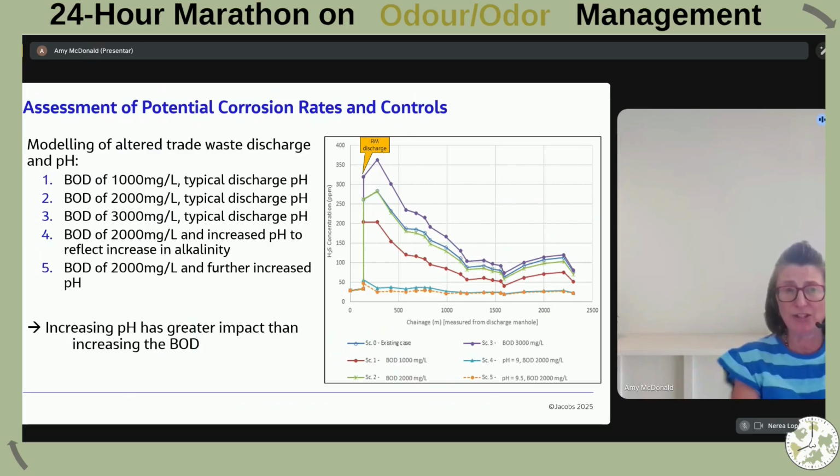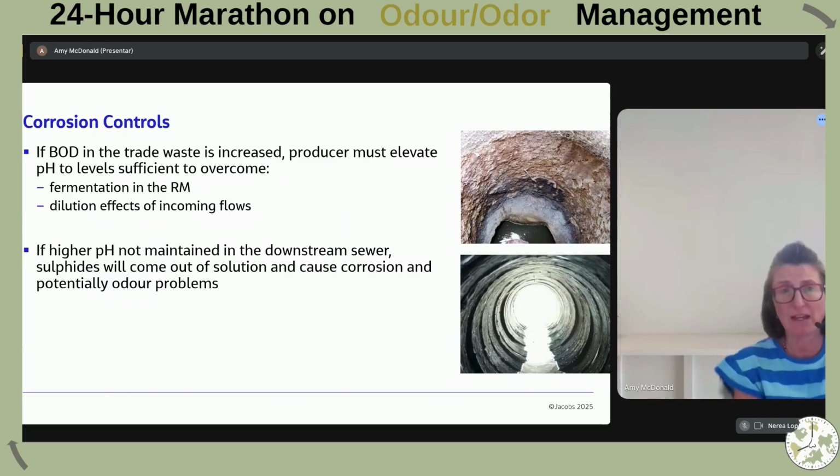So we concluded that increasing the pH had a greater impact on the corrosion and H2S levels downstream than increasing the BOD, which was good news. Our conclusions were, if the BOD in the trade waste was increased, then the producer must also elevate the pH levels sufficient to overcome the fermentation in the rising main and the dilution effects of incoming flows. And if this higher pH was maintained in the downstream sewer, they'd be able to control sulfides, keeping them in solution and minimising corrosion and potentially odour problems.